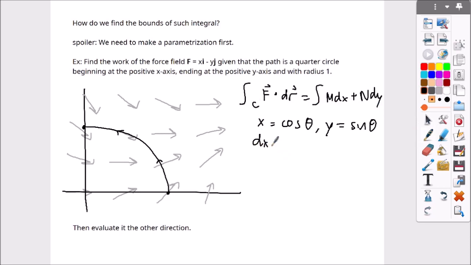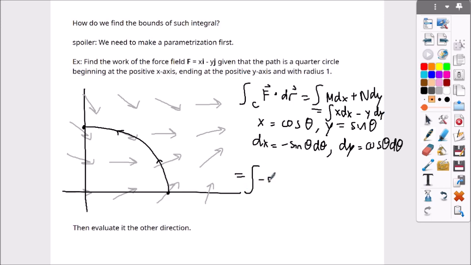So what does this give you? This gives you dx is minus sine theta d theta. That's ugly as heck. And then dy is cosine theta d theta. And let me actually write out the x and the y. So this is x i minus y j, so it's x dx minus y dy. So what does this end up being? This ends up being equal to negative sine theta cosine theta minus sine theta cosine theta, all d theta.